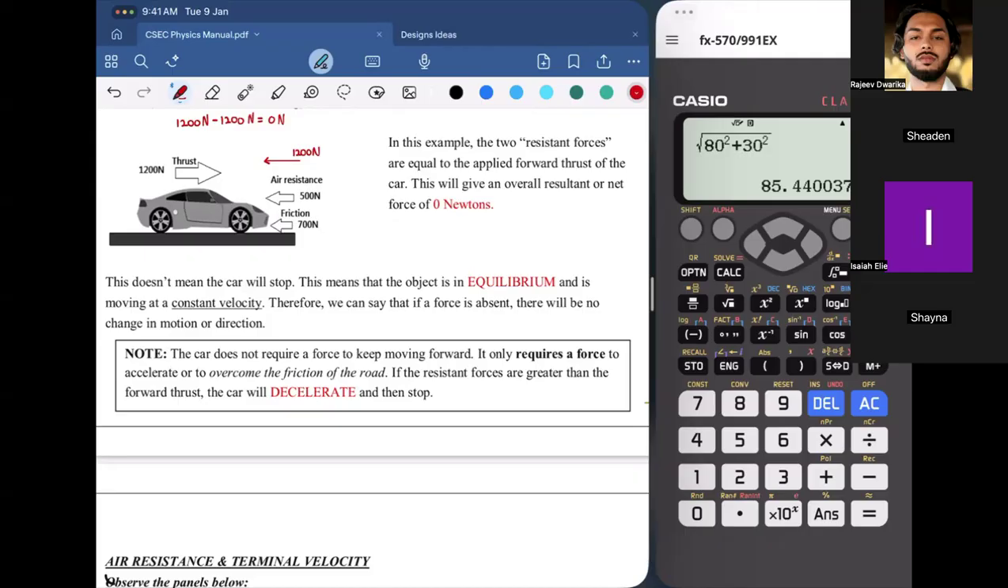All right, so Isaiah, when you have everything copied down, you'll tell me and we'll move on.